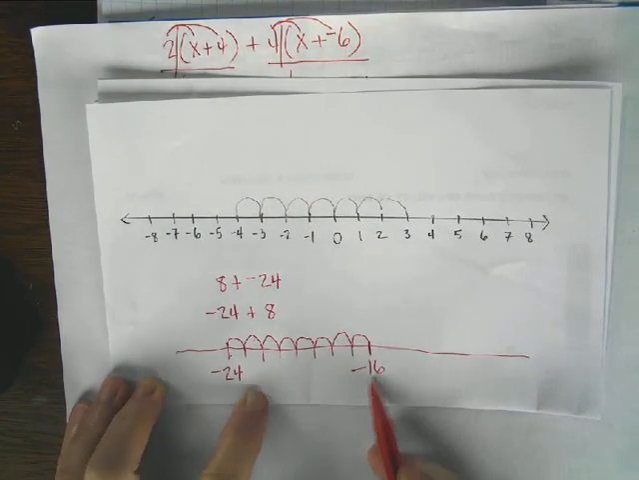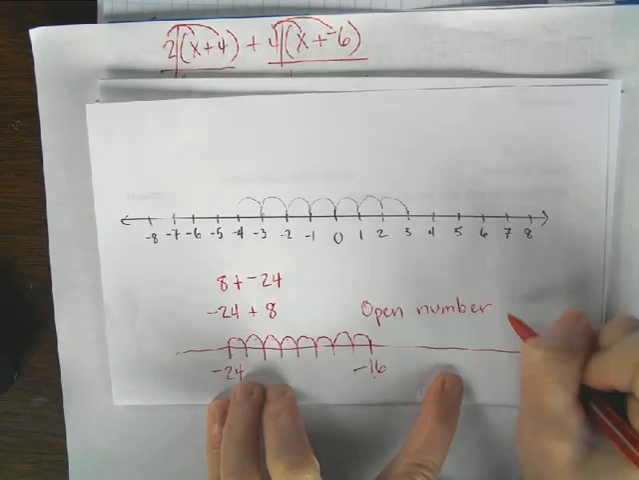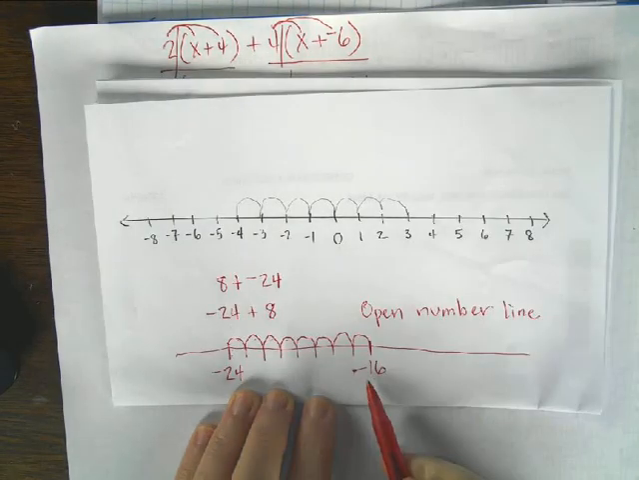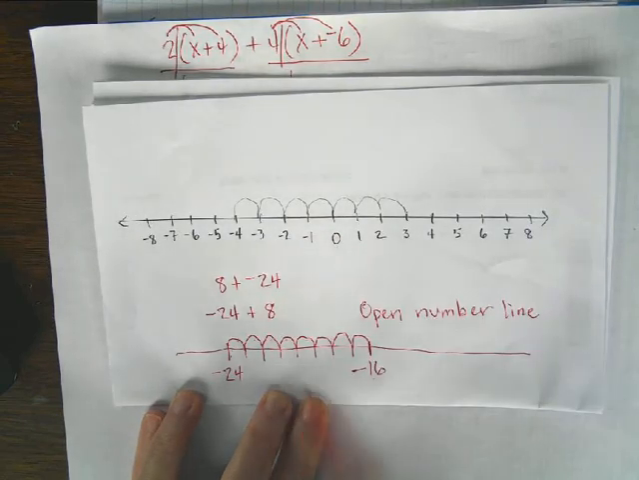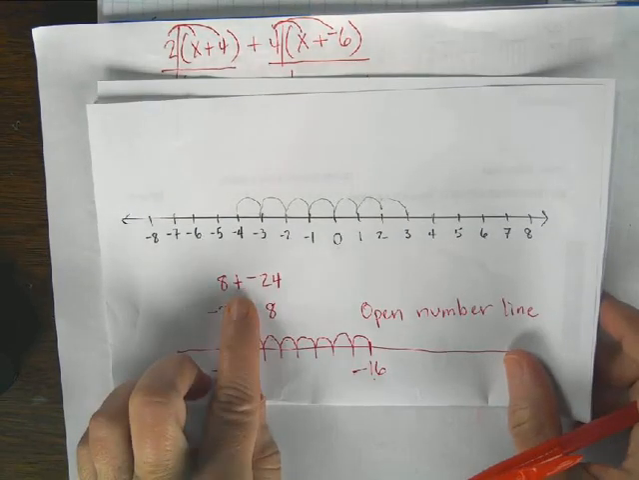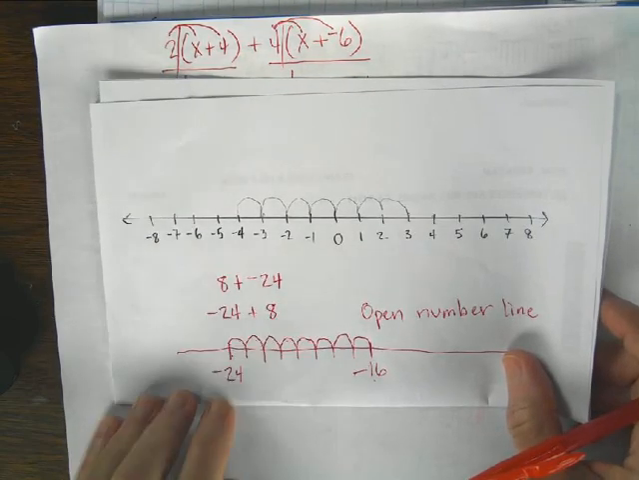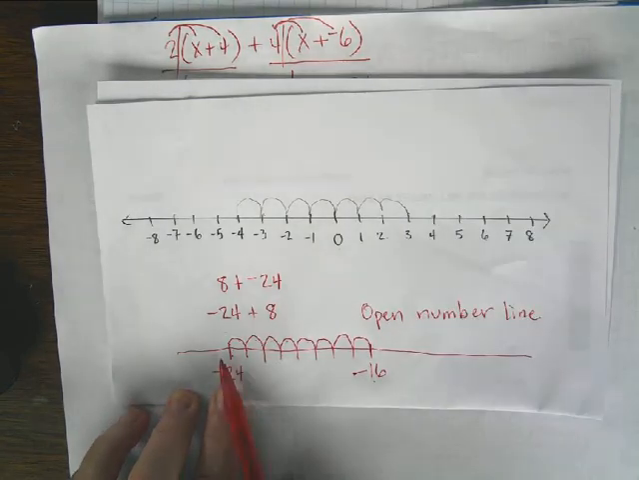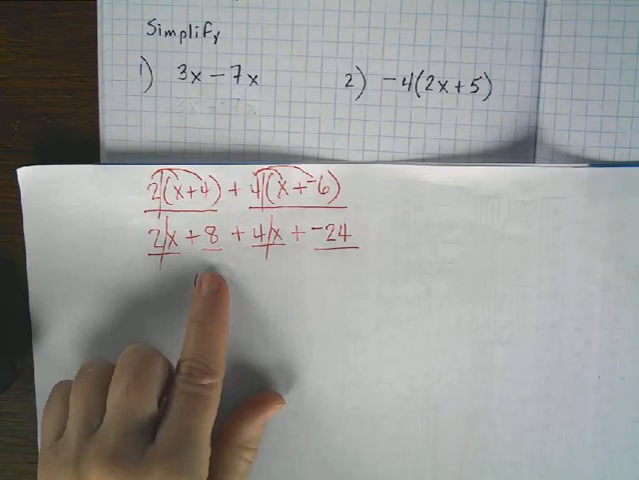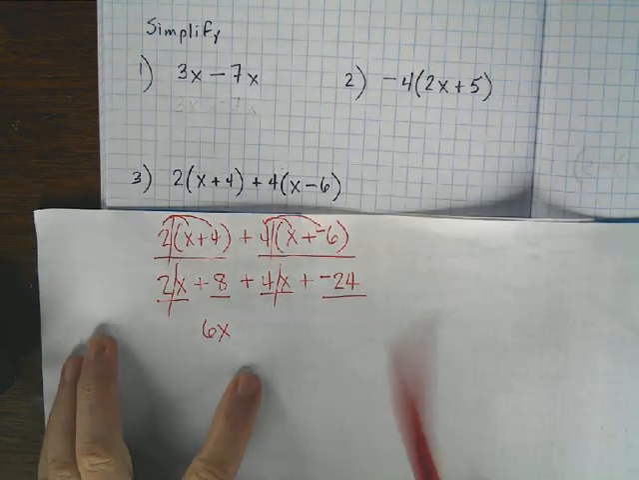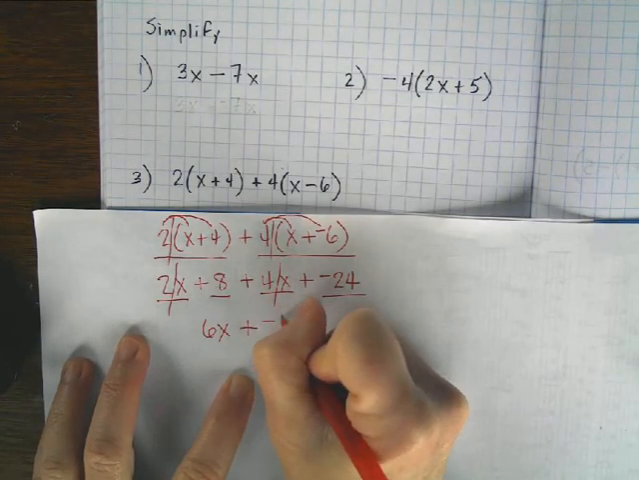This is called an open number line. It's really helpful when I'm trying to add big numbers. They don't fit on my little number line, so I use an open number line. Okay, so 8 plus negative 24 is the same as negative 24 plus 8, which means I start at negative 24 and go to the right 8 spaces. My answer is negative 16. So back to my warm-up for this problem, 8 plus negative 24 is negative 16.